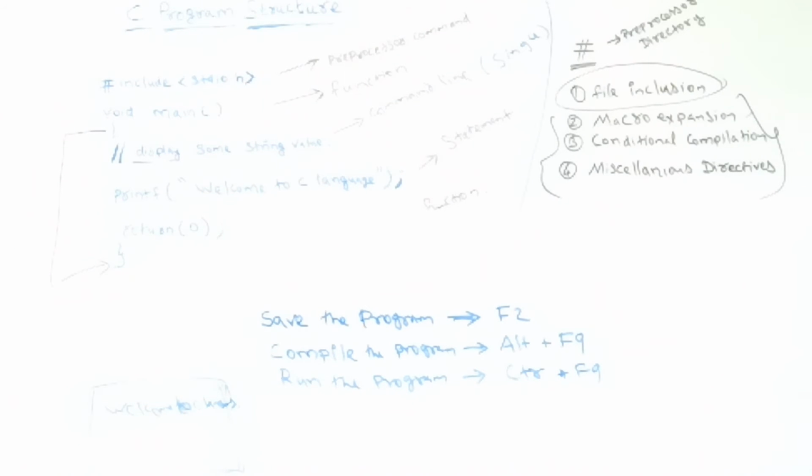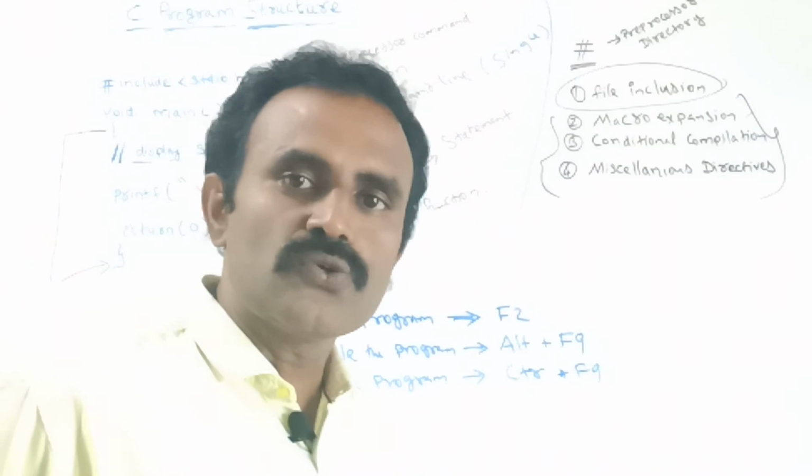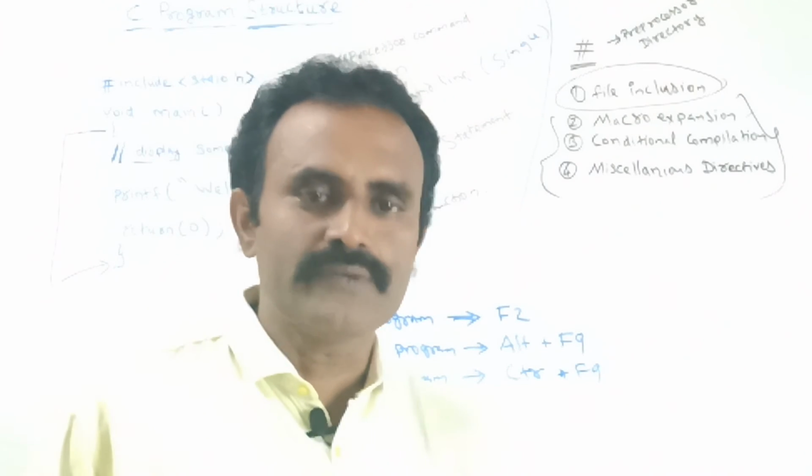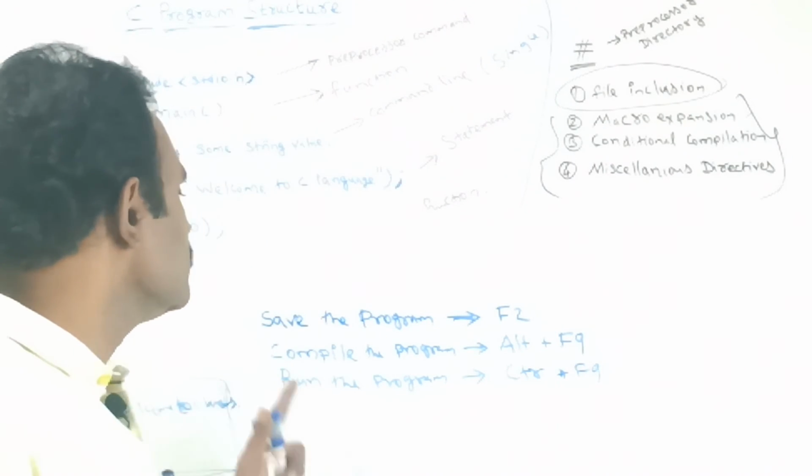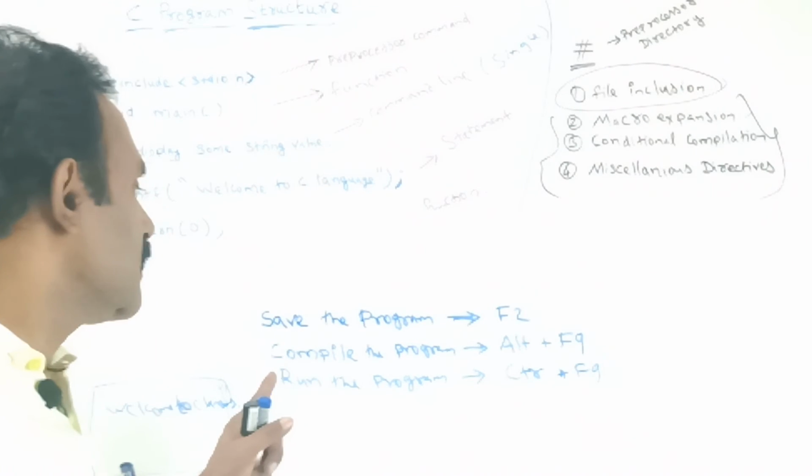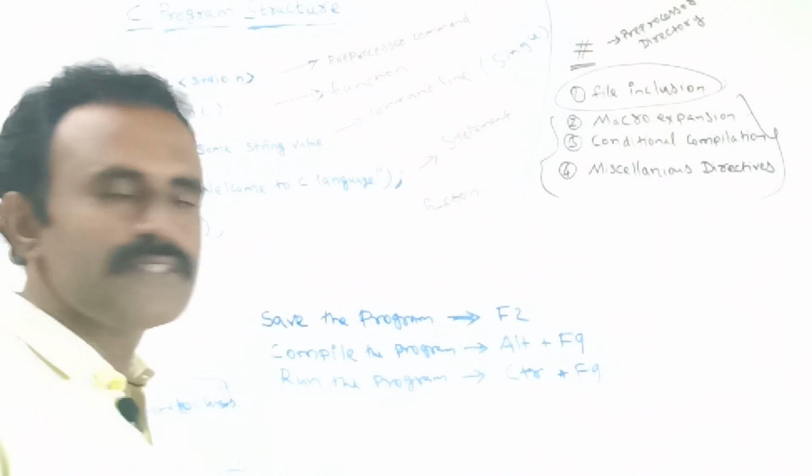So in this way we can compile and run our source code, that is the C programming language. We can save the program, compile the program and run the program in this way.